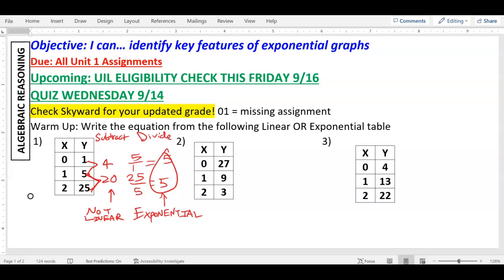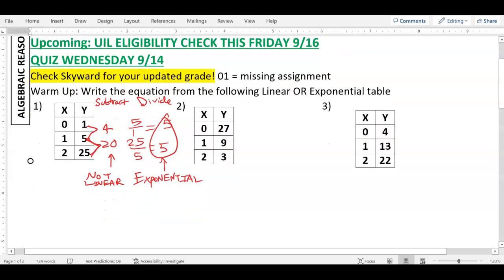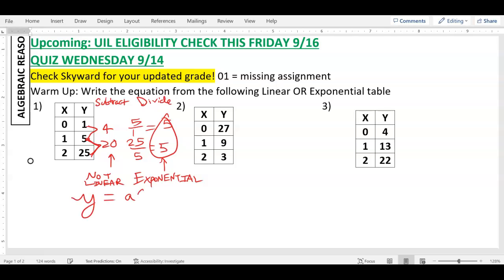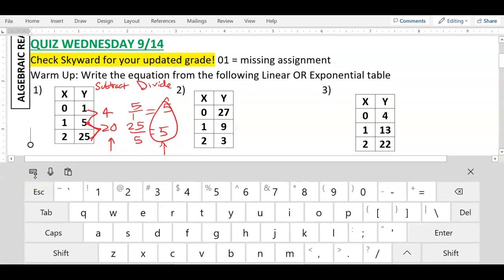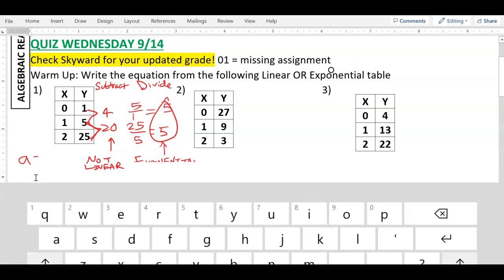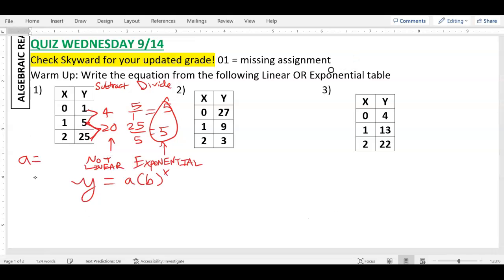All right, so now, if it's exponential, how do we get an equation? Last week, we learned this formula: y equals a times b to the x, okay? Y'all remember that? Now, a is the y-intercept. When x is 0, what is y? So you tell me, looking at that table, when x is 0, what is y? 1. Okay, so a is 1. Write that somewhere, right there.